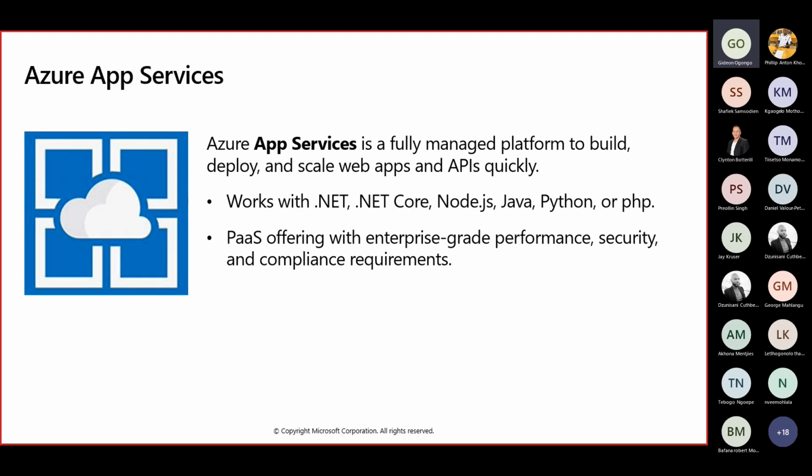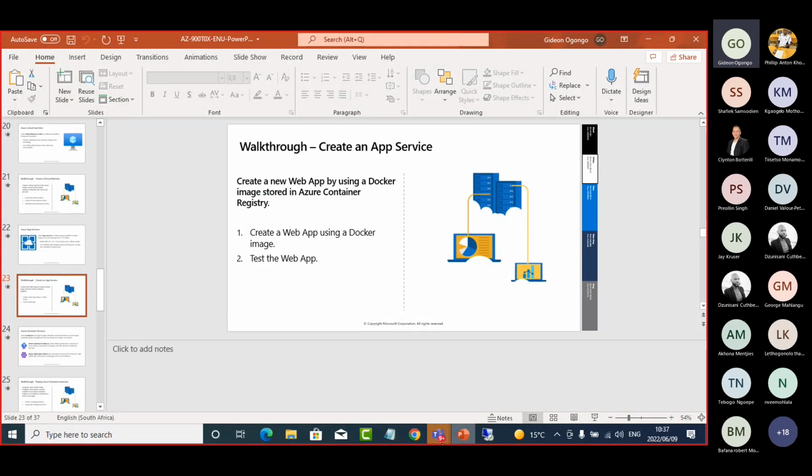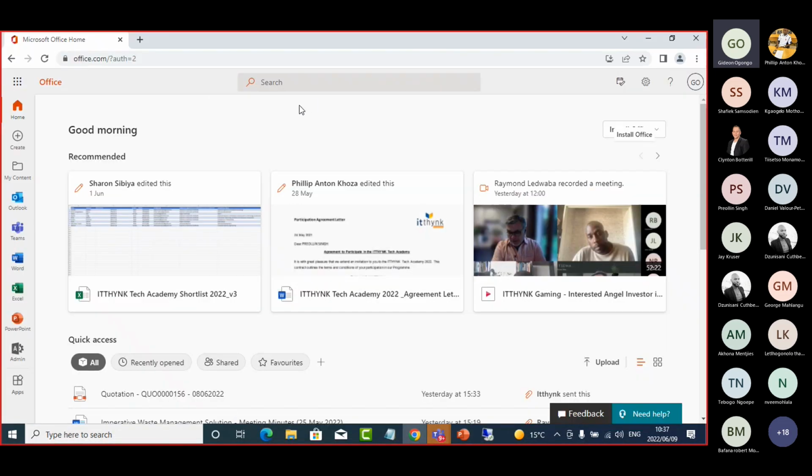App service is a fully managed platform to build, deploy, and scale web apps and APIs very quickly. It works with pretty much all kinds of website hosting services you can imagine out there. So .NET Framework, .NET Core, Node.js, Java, Python, PHP, it's all available. It's a platform as a service offering with enterprise-grade performance, security, and compliance requirements. Let's quickly take a look at how to create a website by using the app services.